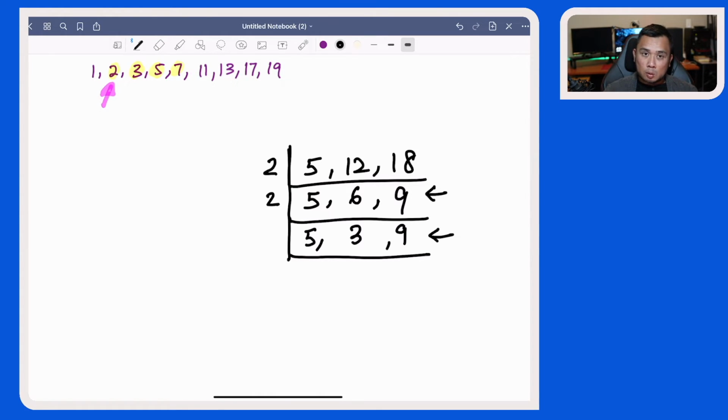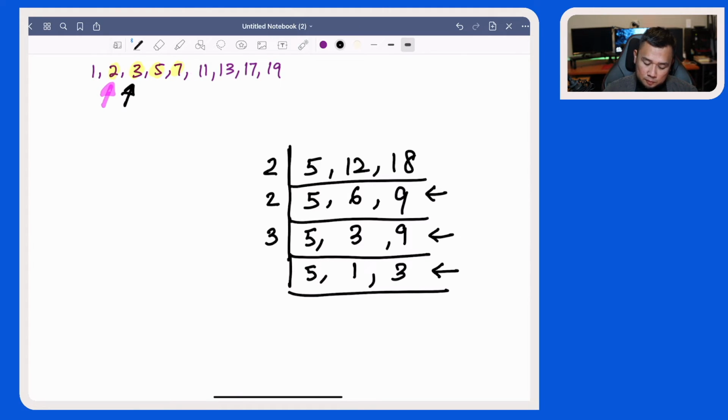Well, the answer is no, so we need now to move on to the next prime number, which is number 3. So we will repeat the same process. Number 3 and number 9 can be divided by 3. So I'll put 3 here. I'll create another row. I'll copy 5 down. 3 divided by 3 will be 1. 9 divided by 3 will be 3.